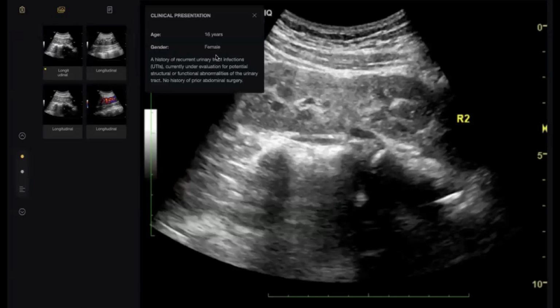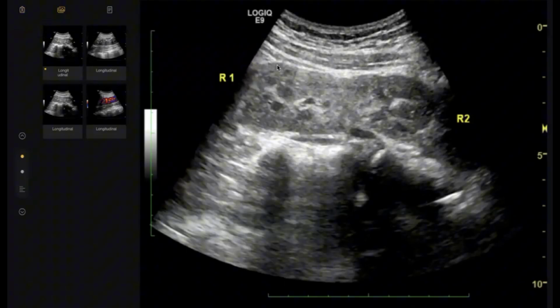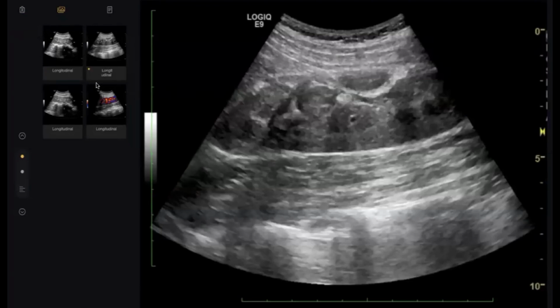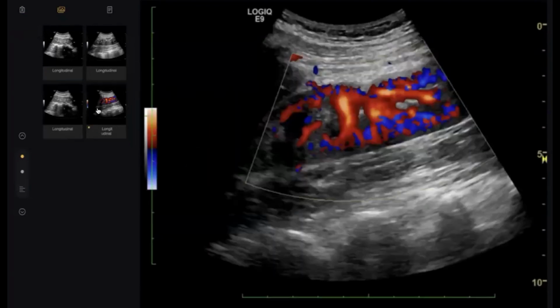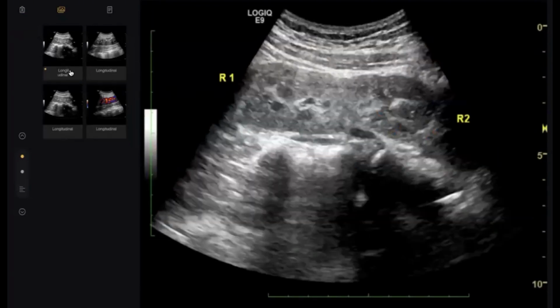Peace be upon you, doctor. Salam. A 16-year-old female patient with history of recurrent UTI. No need, very simple. Okay, static images: 1, 3, 4. These are ultrasound images of the kidney.